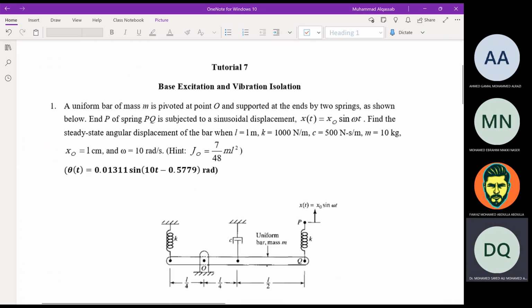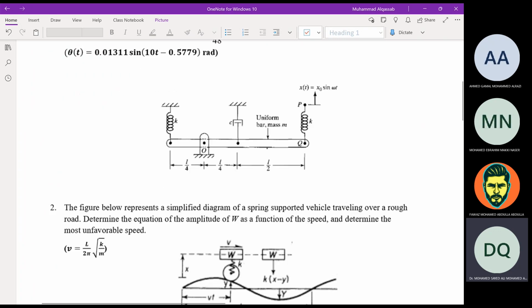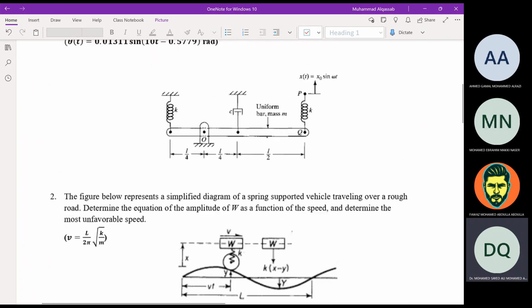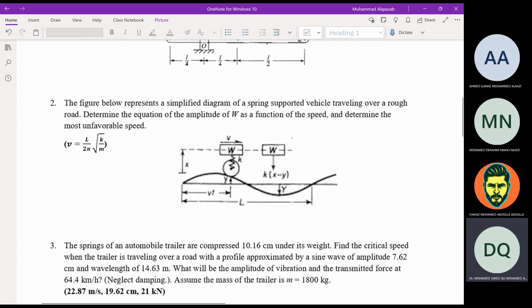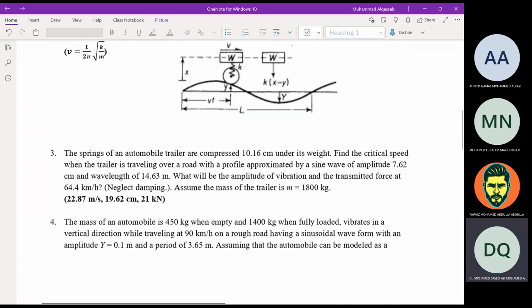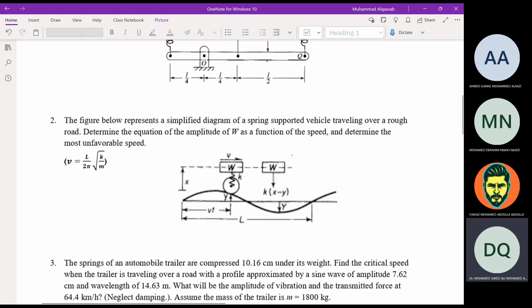I will skip for the time being question number 1 and start with question number 2. In question number 1, you have to derive the equations. Well, I'll come back to it if we have time. Question number 2.